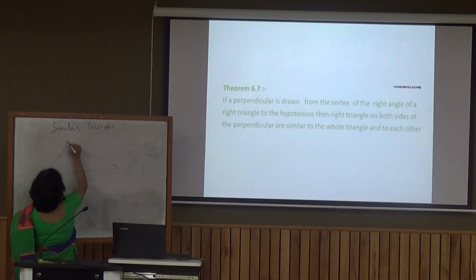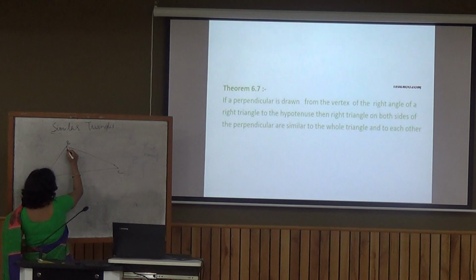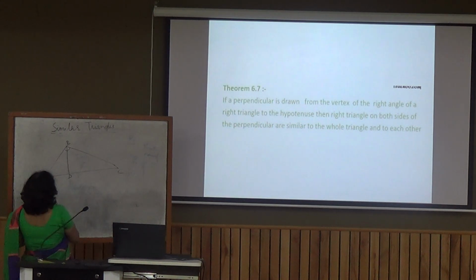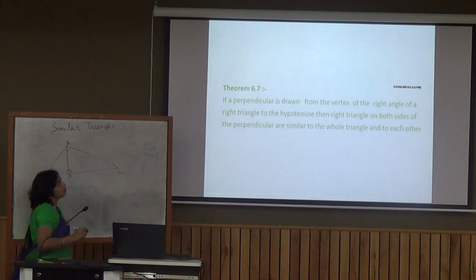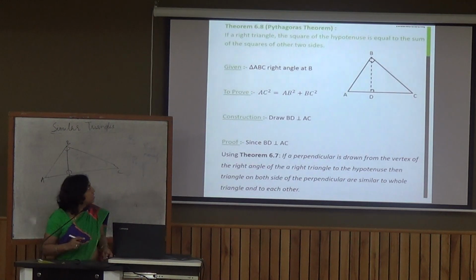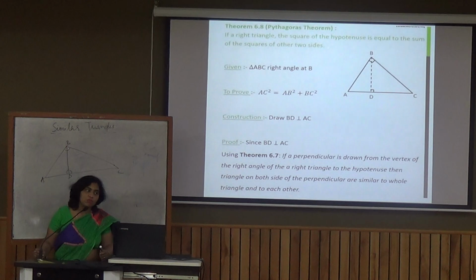A, B, C, where B is 90 degrees. If we draw the perpendicular BD, the triangles on both sides of BD are similar to each other and to the whole triangle. This theorem will be used to prove Pythagoras theorem, which says in a right triangle, the square of the hypotenuse is equal to the sum of the squares of the other two sides.